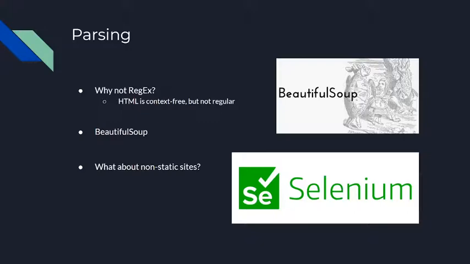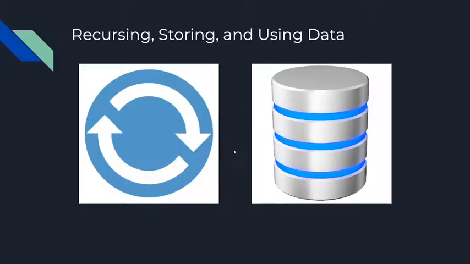So if you ever set up automated tests for your website, then you might end up using something like Selenium. And then finally, we saw how to obtain the data and store it. And we also saw how to find links on a web page.